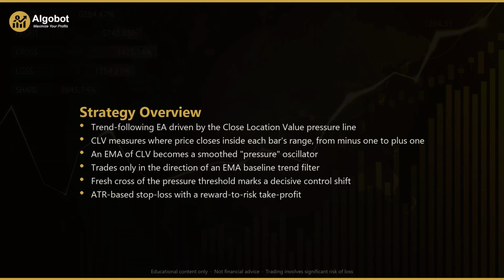Risk is handled with a stop-loss based on the average true range, and the take profit is placed at a reward-to-risk multiple of that stop distance. It holds one position at a time per magic number, and the protective bracket manages the exit.